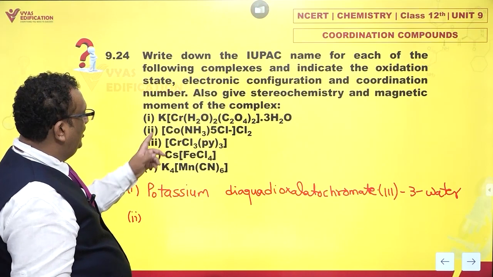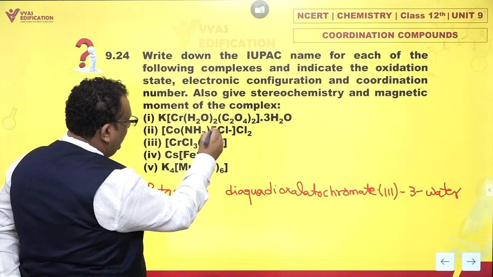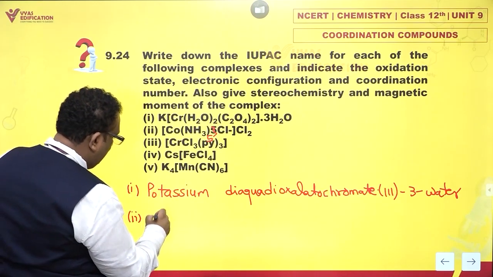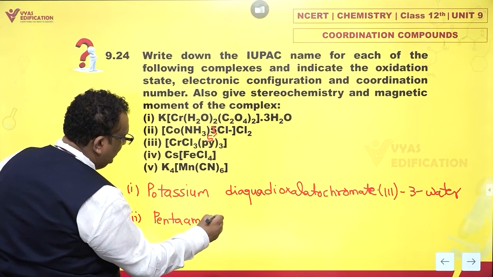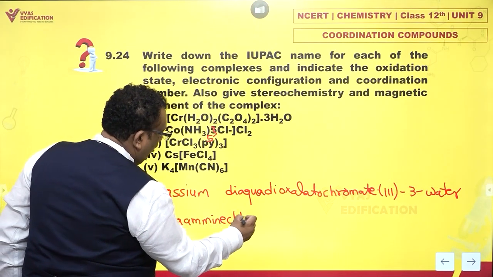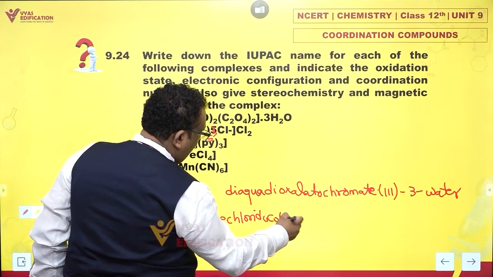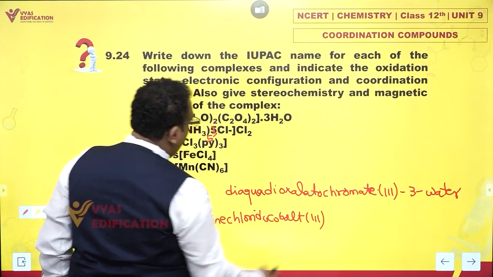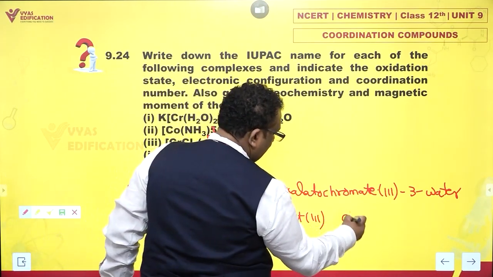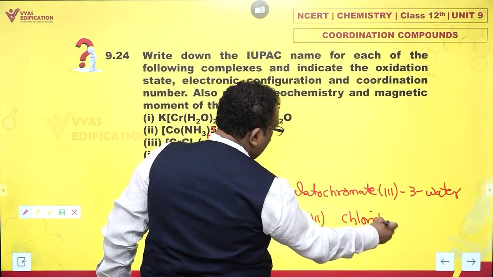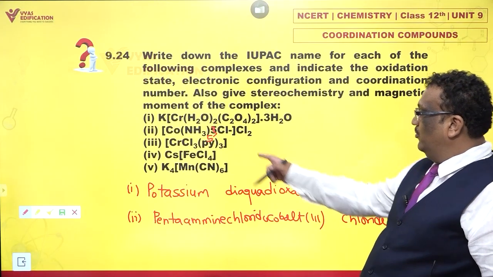Second name. What is this? Co(NH3)5Cl. So this is pentaammine chlorido cobalt 3, chloride. Lovely. That's it. Beautiful.